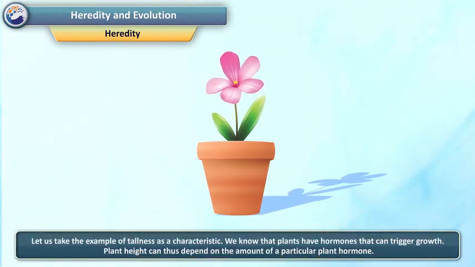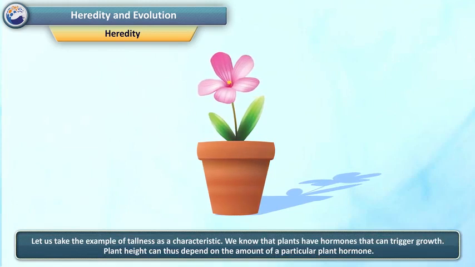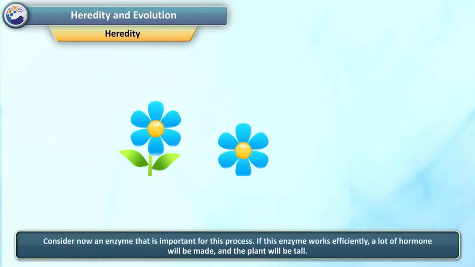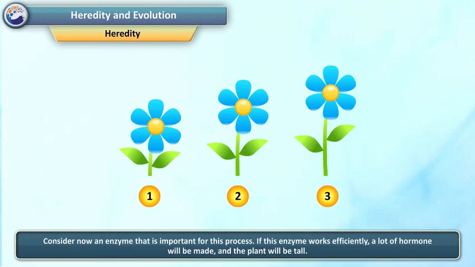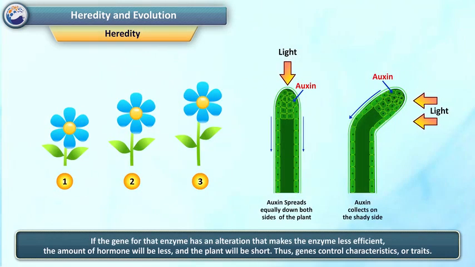Let us take the example of tallness as a characteristic. We know that plants have hormones that can trigger growth. Plant height can thus depend on the amount of a particular plant hormone. Consider now an enzyme that is important for this process. If this enzyme works efficiently, a lot of hormone will be made, and the plant will be tall. If the gene for that enzyme has an alteration that makes the enzyme less efficient, the amount of hormone will be less, and the plant will be short. Thus, genes control characteristics, or traits.